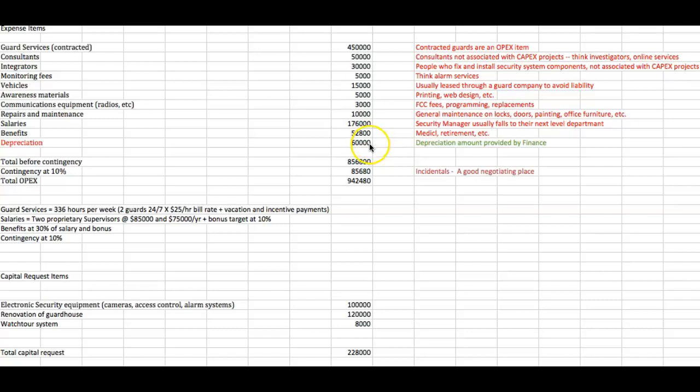So I put my depreciation in here. So my total budget here for OpEx is $856,800. I have a contingency. In a line item budget, you always put a contingency. We call this the stuff happens line, right? Incidentals. If you put in 10% for contingency, someone may come back and say you need to cut your budget a little bit. Your budget was too high this year.